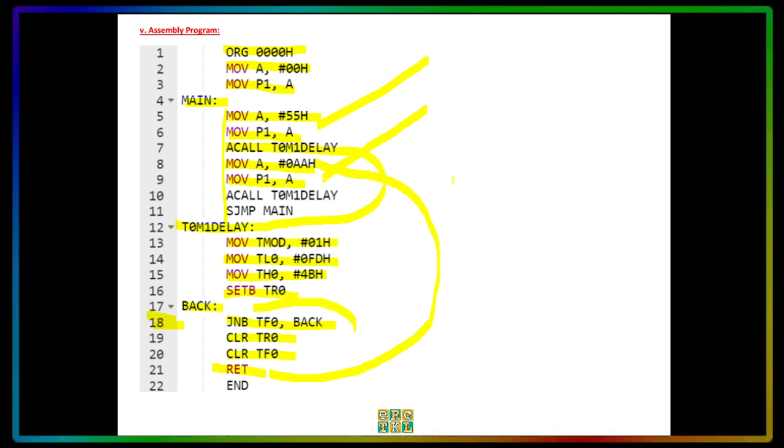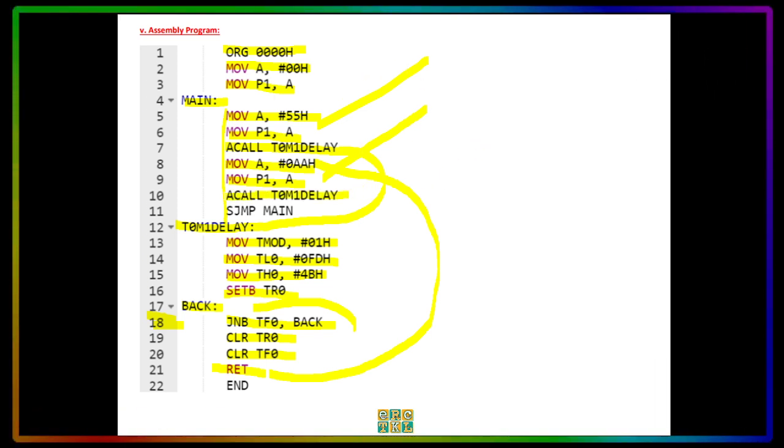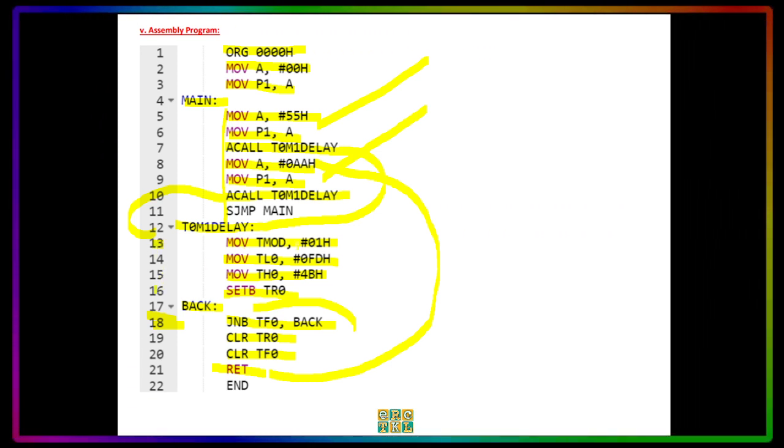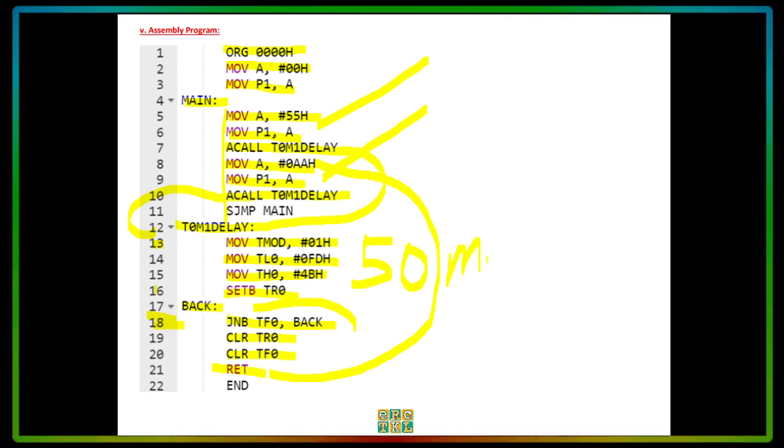So we call here the delay T0M1 delay, and so it will go again to line number 12, and it will execute up to line number 13, 14, 15, and 16, which is giving us, if you will remember, we calculated it, it's only giving us a delay of 50 milliseconds.